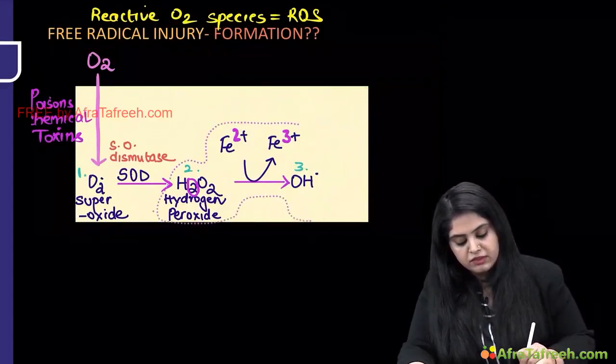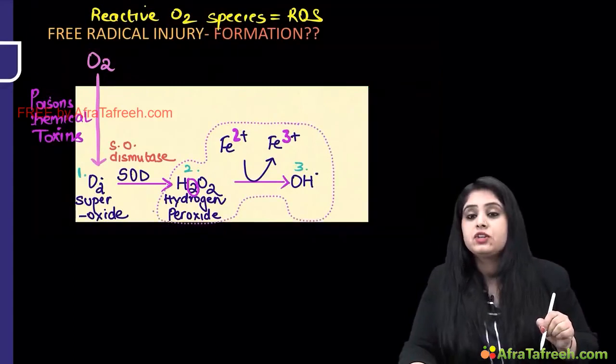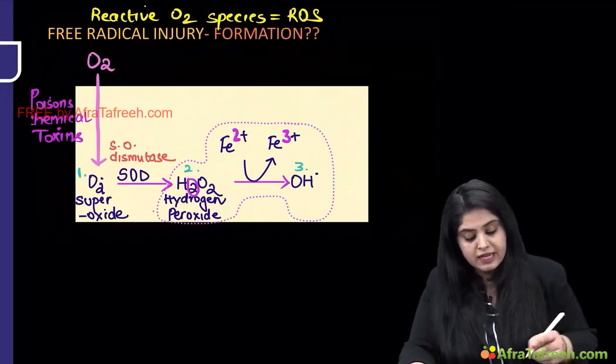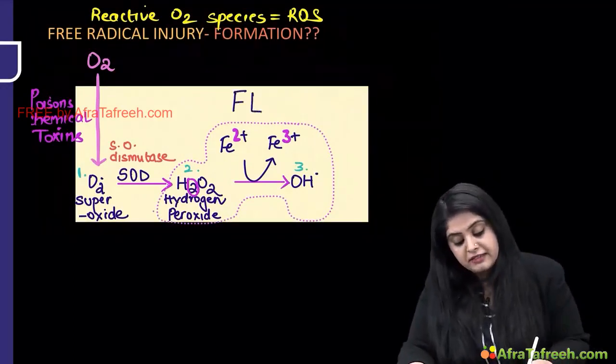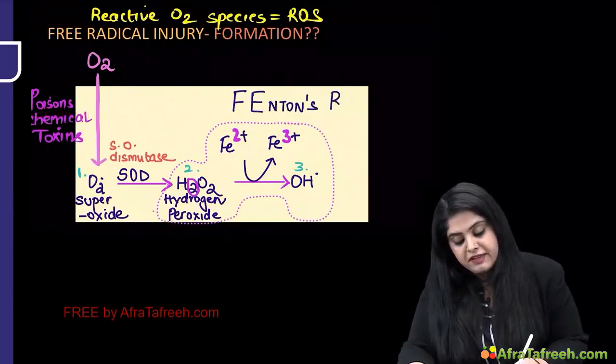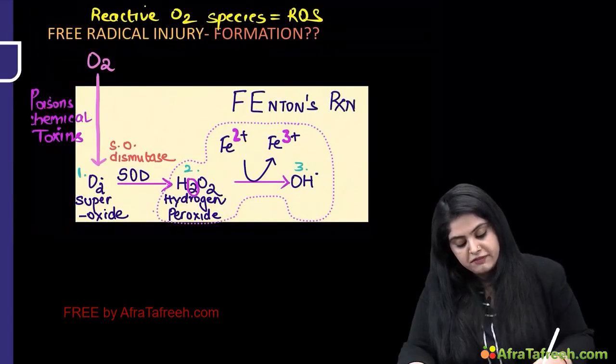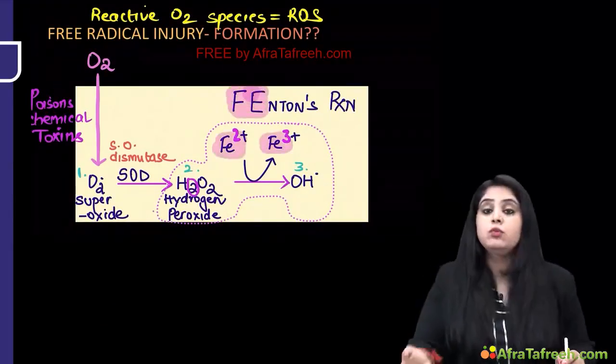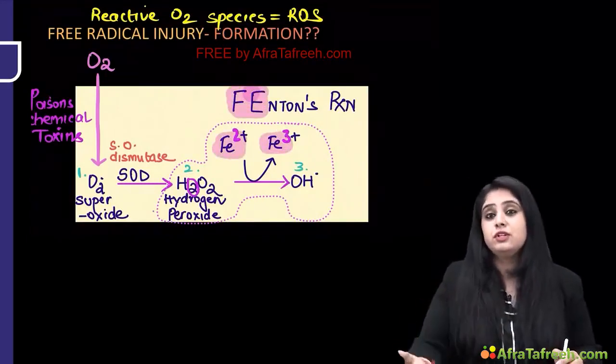What is the name of this reaction? The iron reaction. This iron reaction is the Fenton's reaction. So see, the name only has this. Fenton's is Fe. Fenton's is Fe. So that is going to be the iron reaction. And you also know what is changing to what? 2 plus is changing to 3 plus.